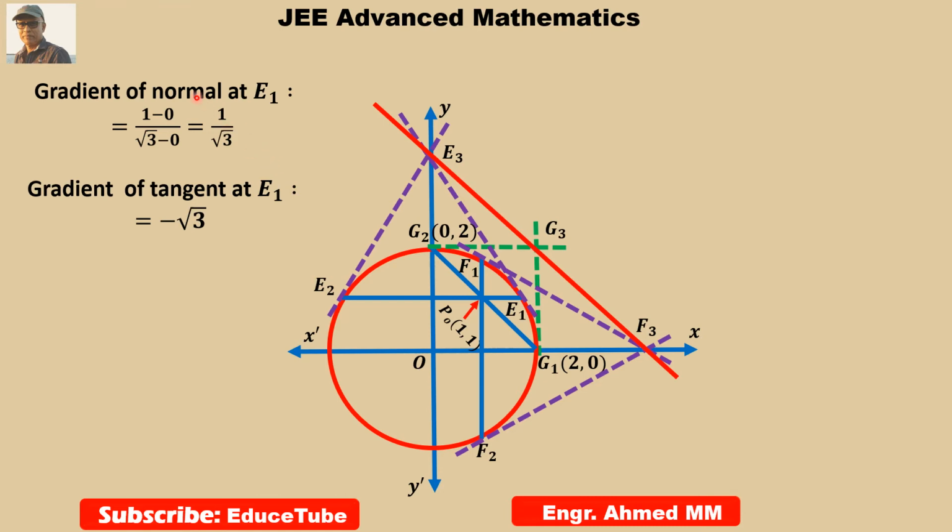Also we know for normal and tangent, if we multiply the values of the gradients, the result will be minus 1. So the normal is 1 by square root of 3. Surely the gradient of the tangent will be minus square root of 3, because if we multiply both, the result must be minus 1. So once we get the gradient of the tangent, surely we can write the equation of the tangents. How to do that?